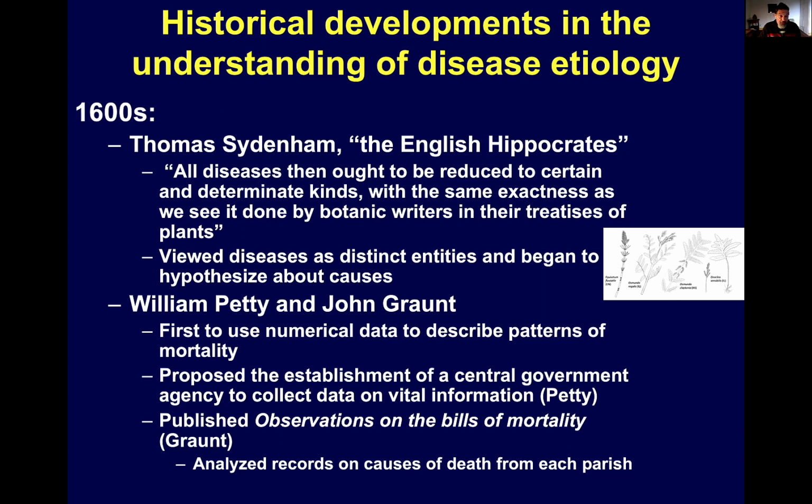And they went around and gathered information from each parish in London on the bills of mortality that each parish would publish, say, on a weekly basis to tally the number of births and deaths, and in some instances, even the causes of death. After doing this, they realized how important it could be, and they proposed the establishment of a central government agency to do this going forward, to collect data on vital information on births and deaths. And they published a very important book entitled Observations on the Bills of Mortality, where they analyzed these data and presented their results.